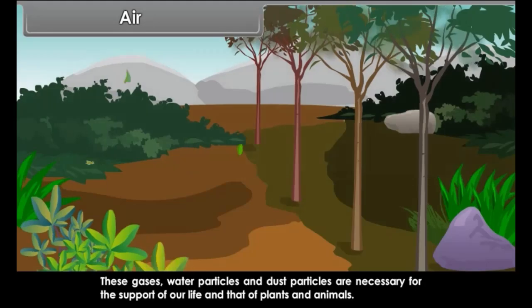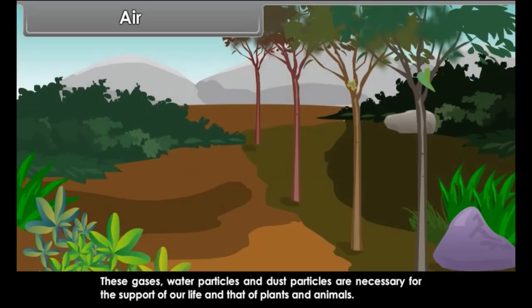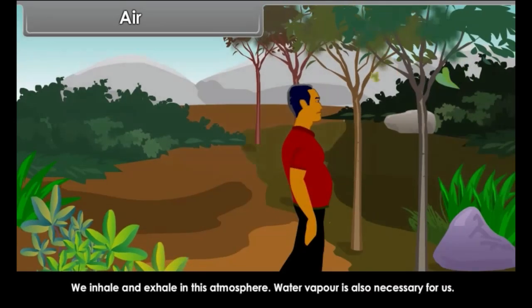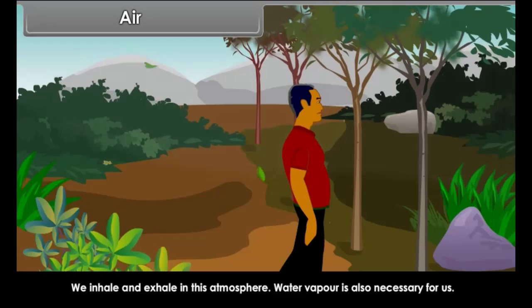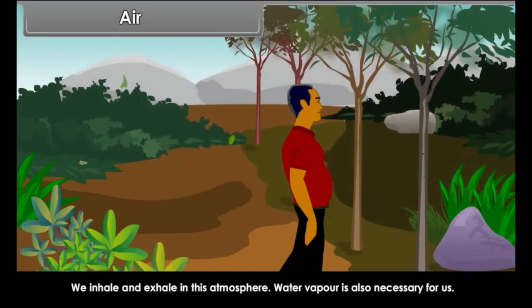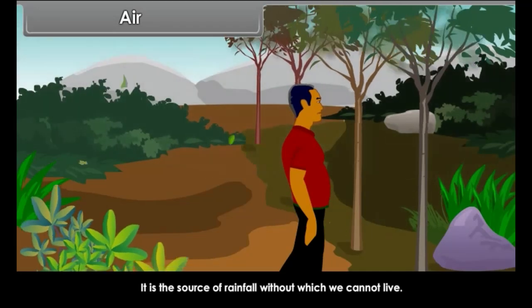These gases, water particles and dust particles are necessary for the support of our life and that of plants and animals. We inhale and exhale in this atmosphere. Water vapor is also necessary for us. It is the source of rainfall without which we cannot live.